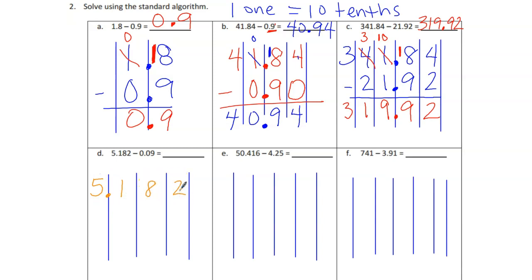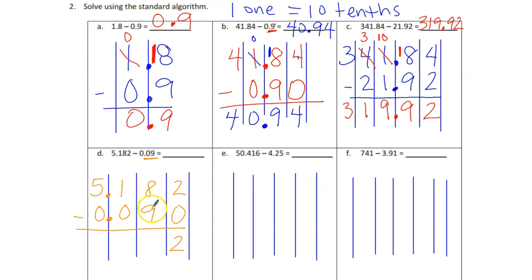182 thousandths minus 9 hundredths. So now 9 hundredths is equal to, once again, we had 9 tenths was equal to 90 hundredths. So now 9 hundredths is equal to 90 thousandths. We're doing our subtraction. 2 thousandths minus 0 thousandths, 2.